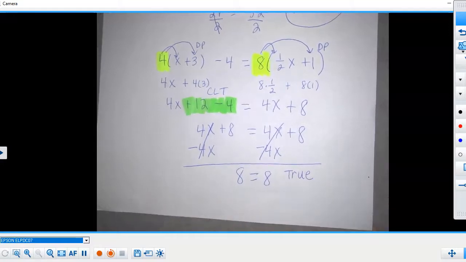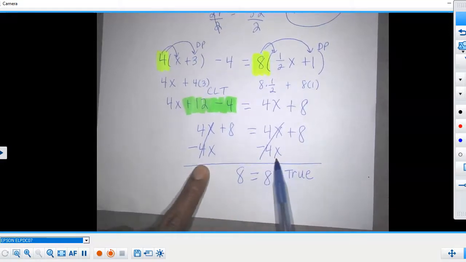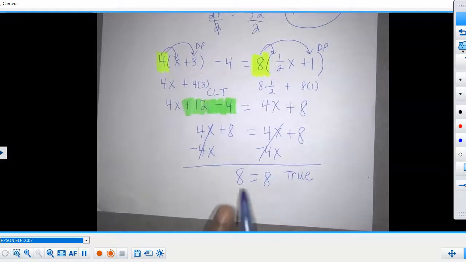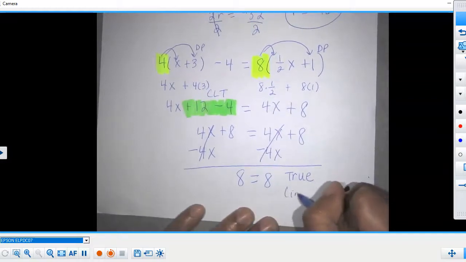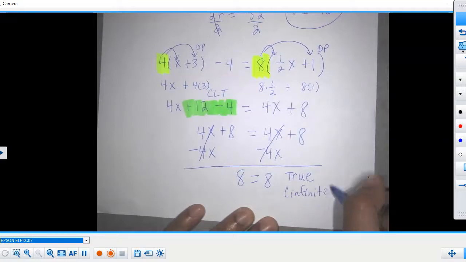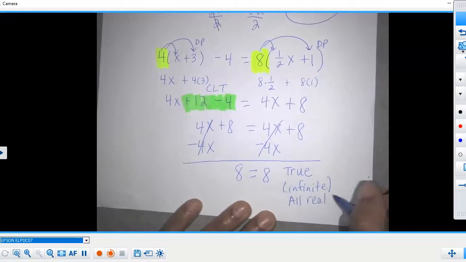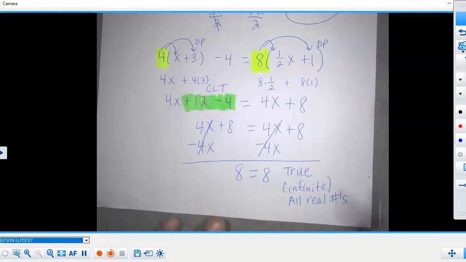And anytime you get it to where the variables are gone, and you're left with numbers, and this side equals this right here, then it's infinite. There are infinite solutions or all real numbers. Okay, so that's the answer for this one, and that's one of those, again, special solutions.